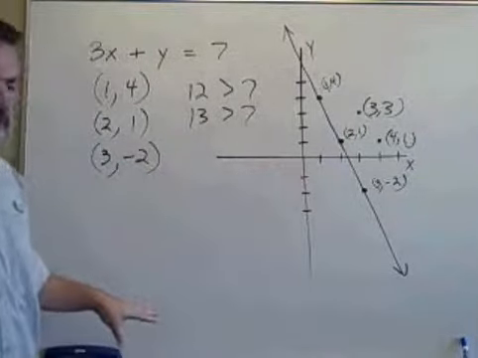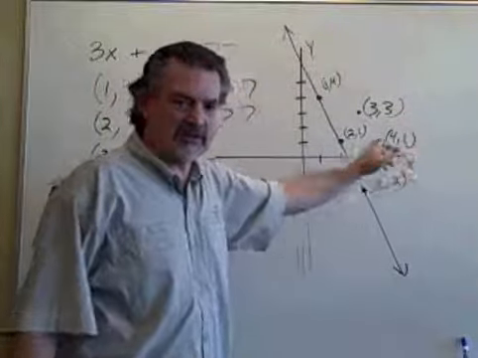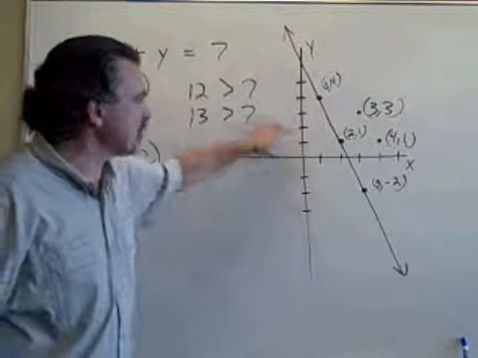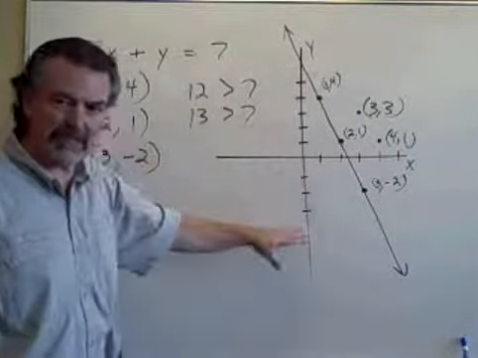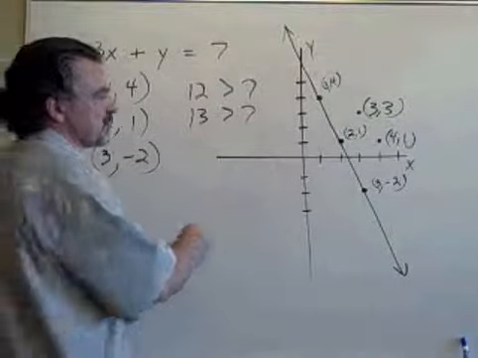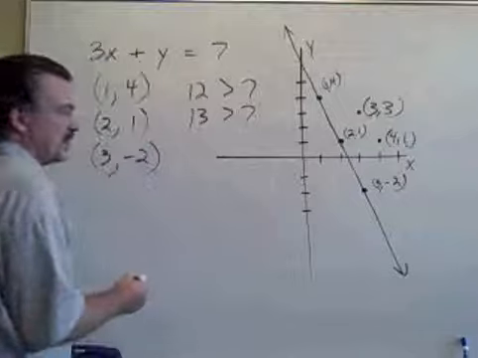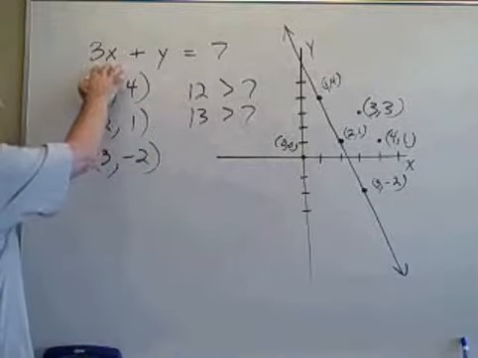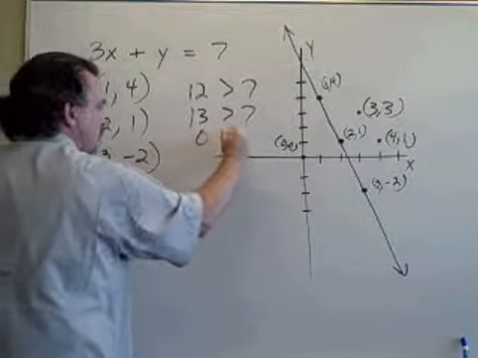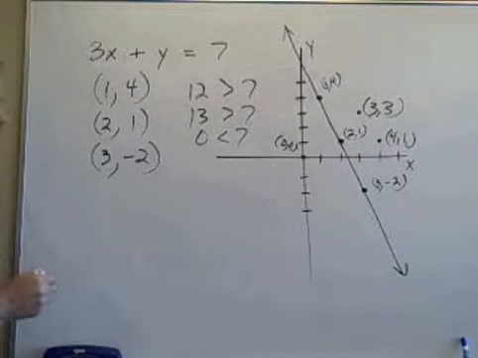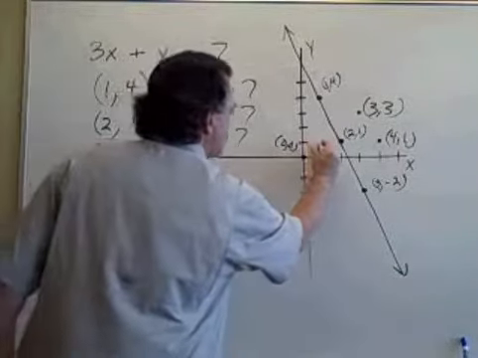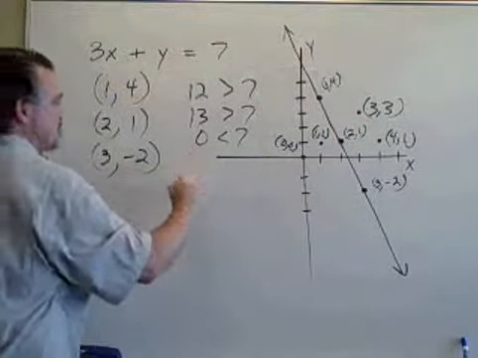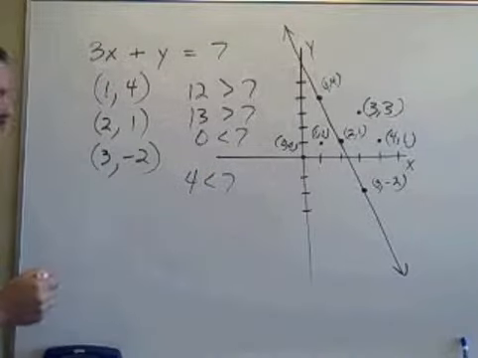What about the points over here? If these points make it greater than 7, these points make 3x plus y equal to 7. What's your guess about these points over here? Do these points make it less than 7? Let's try one. Let's try the origin. That's an easy point to try, isn't it? If we put in the origin, 0, 0, 3 times 0 is 0, plus 0 is 0. 0 with respect to 7, 0 is less than 7, isn't it? What if we took the point 1, 1? 1 times 3 is 3. 3 plus 1 is 4. 4, indeed, is less than 7.